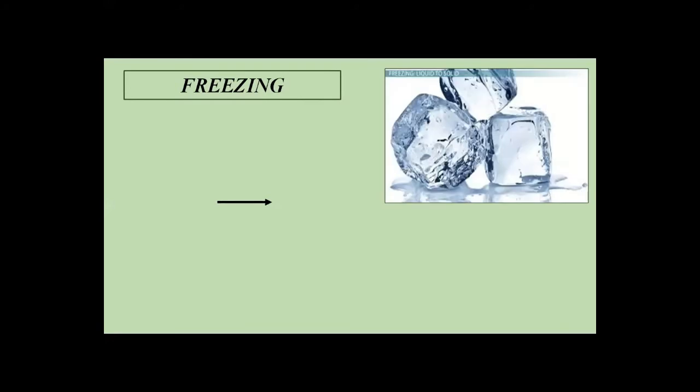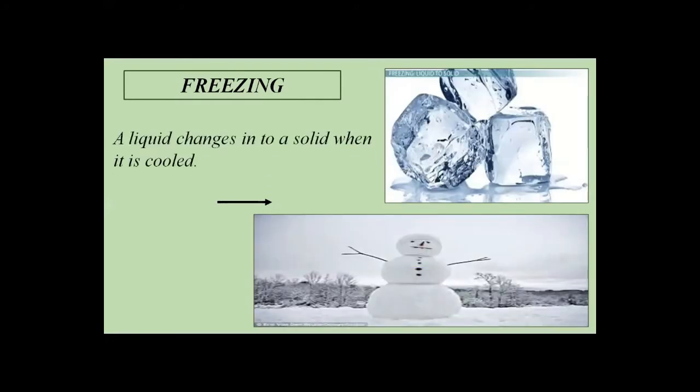Now move to the next change of state of matter. It is called freezing. Observe this picture. And what is the definition of freezing? A liquid changes into a solid when it is cooled. Leave some liquid water in the freezer and the water changes into ice. Actually, students, when the liquid loses heat, it changes into a solid. The change of liquid to solid is called freezing.